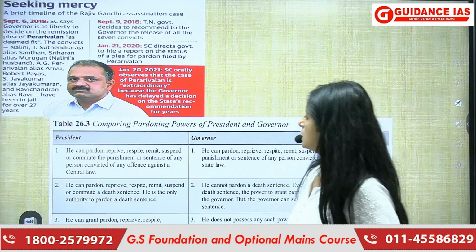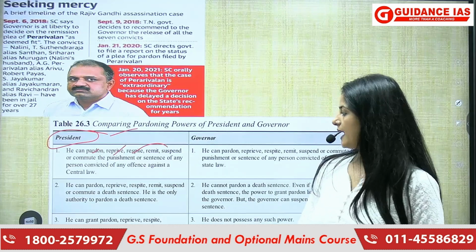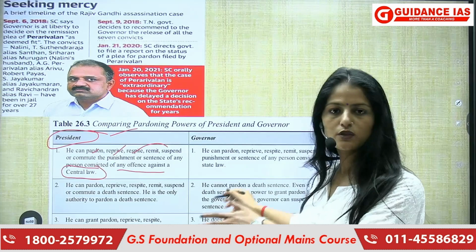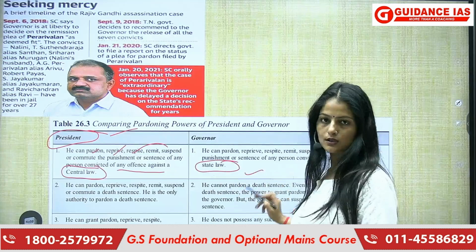The first one is, if we talk about the pardoning power of the president, he can pardon, reprieve, respite, remit, suspend, or commute the punishment or sentence of any person convicted of any offense against a central law. So the central law is to be underlined here because that's where it differs from the governor. The president can take any action when it comes to central law, whereas the governor will only take action when it comes to state laws, right? So this is one difference.